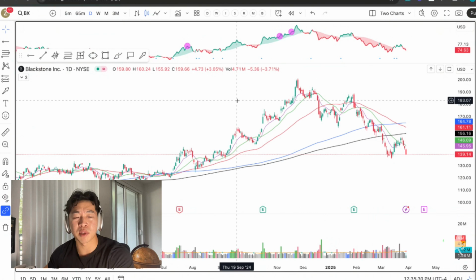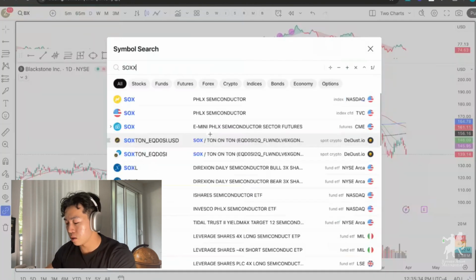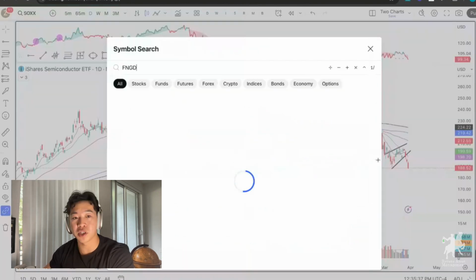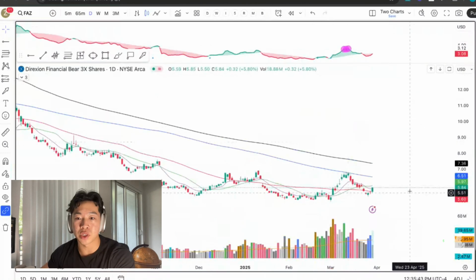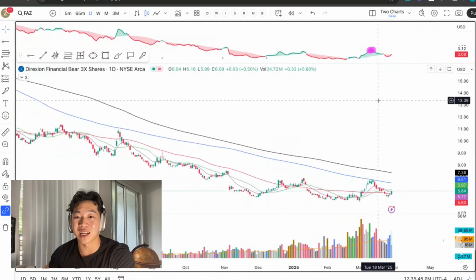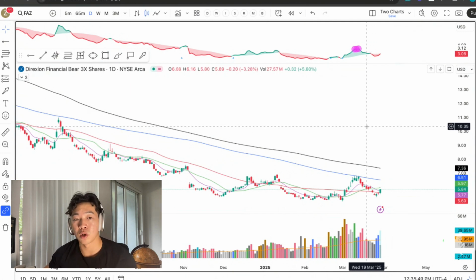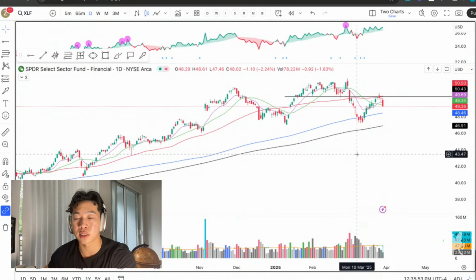So talk about semis, which we continue to have short. We did trim some off on that first leg down, so we still have a piece left there, but we initiated FNGD yesterday. And then FET, which is the inverse 3X for XLF. And they're playing out so far, so good. So we'll see what the markets continue to give us.